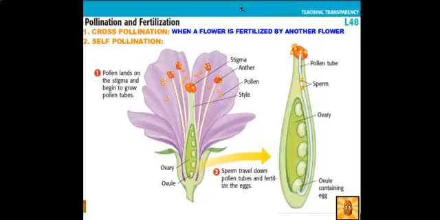So this means a bee covered in pollen from one flower travels to another flower, and as it's rooting through the flower to find some food, the pollen from the original flower that's on the bee will get brushed off onto the pistil, and then that sperm will fertilize the eggs there.